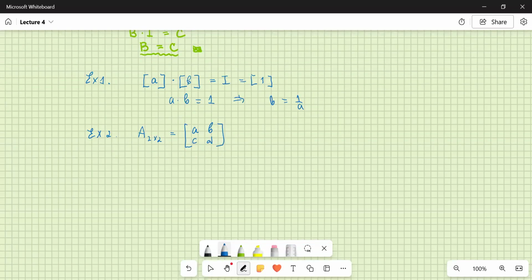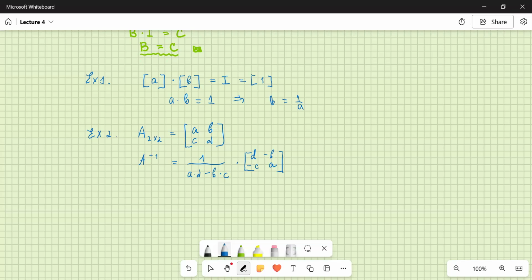Okay, so my suggestion is that the inverse of matrix A is going to look this way: 1 over A multiplied by D minus B multiplied by C. It's a scalar. And it's going to be multiplied by a matrix consisting of a switch of A and D. So you put D here and A here, and minus in front of C and minus in front of B.